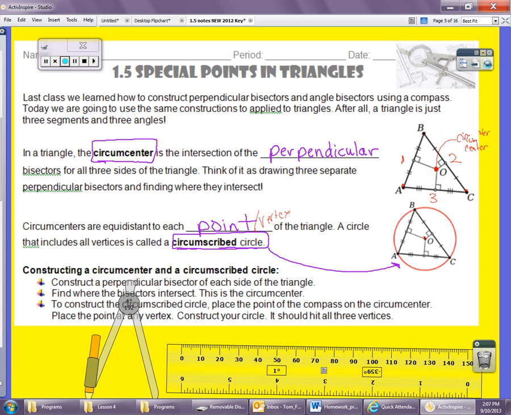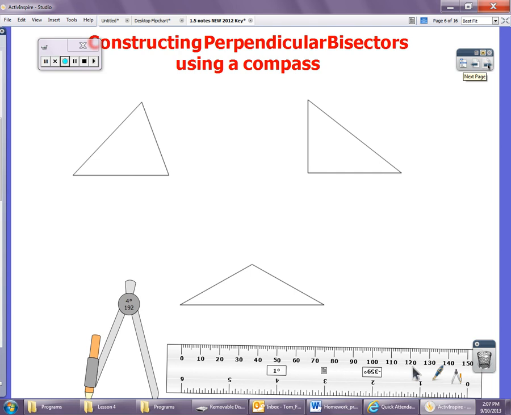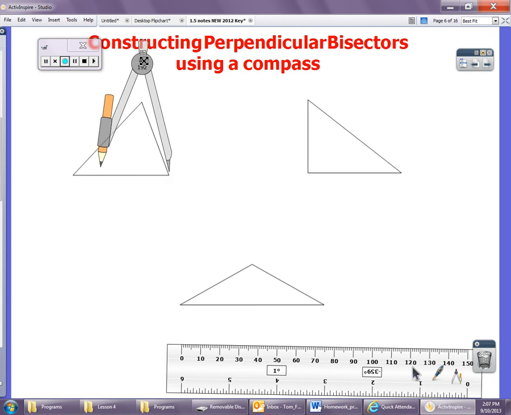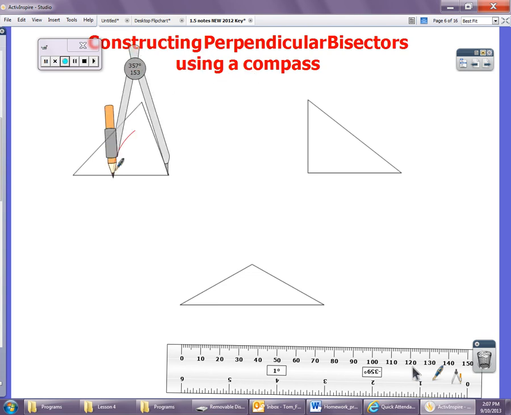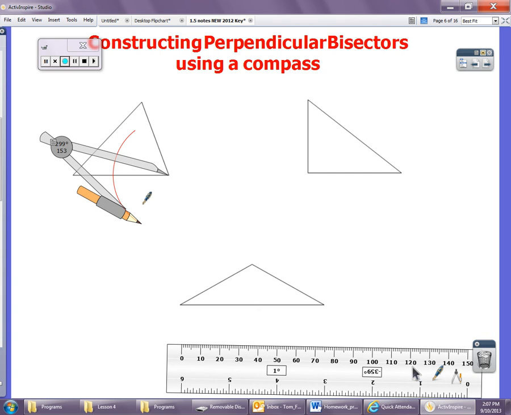Now to find these, all we want to do is find our perpendicular bisectors of each side. So we just need to start on each side. I'm going to start here and find my perpendicular bisector. So I need to put my compass. I'm going to go a little bit more than halfway, and now I'm going to draw my arc. So now there's my arc.